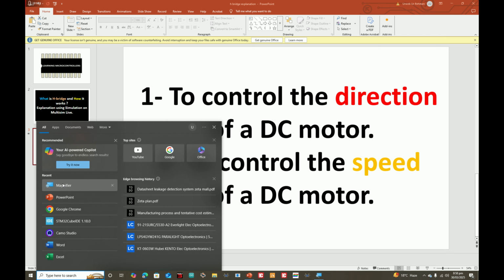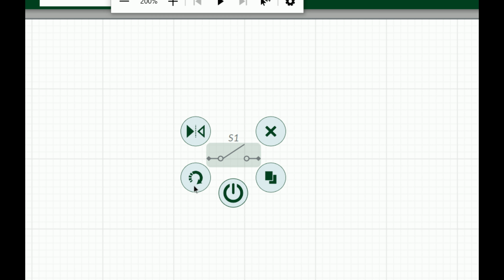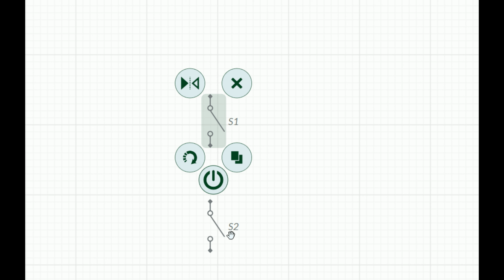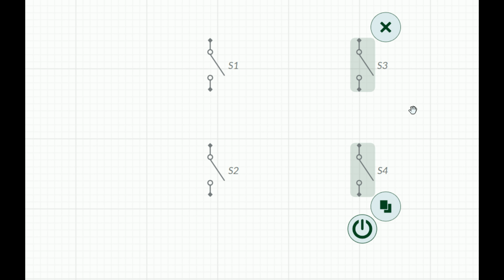First we make an H bridge using relays, like we want to control the speed and direction. So first we use just switches for relays. I just use these switches, SPST switches. I place one here. Let's rotate it. Copy this. Paste one right next to it. Then copy this. Paste both here. So like this.